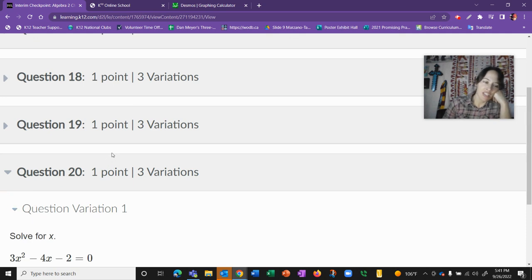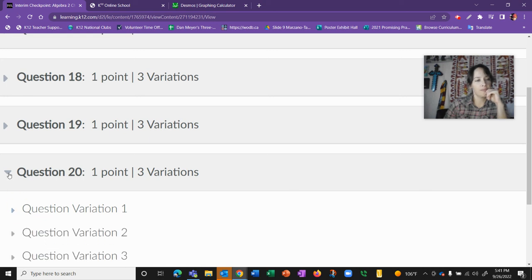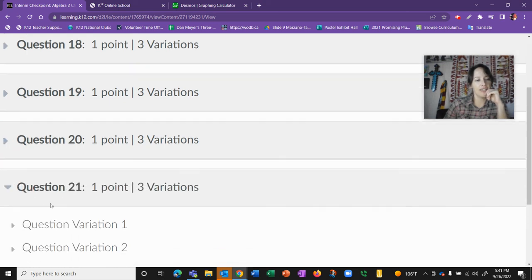Solve for x however you want. Doesn't tell you how. Quadratic formula, graphing, trying to factor. Solve for x. You can do it. Halfway done. Let's keep going.